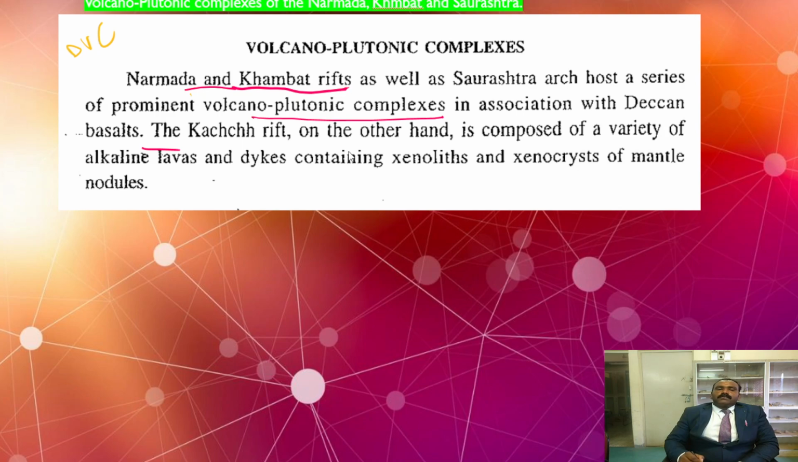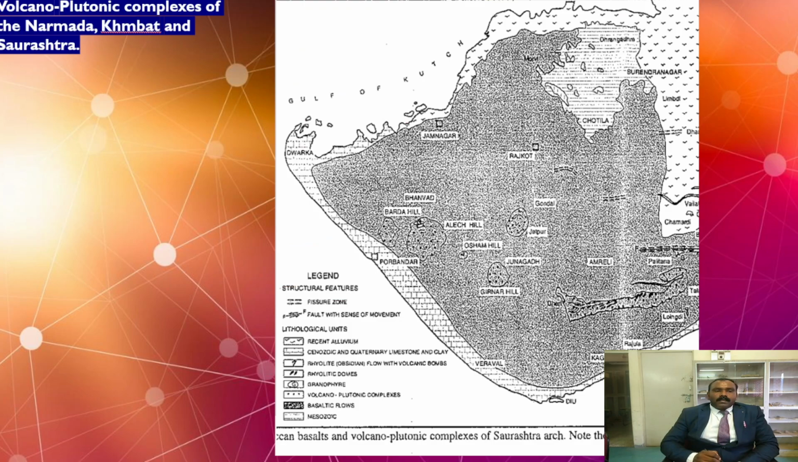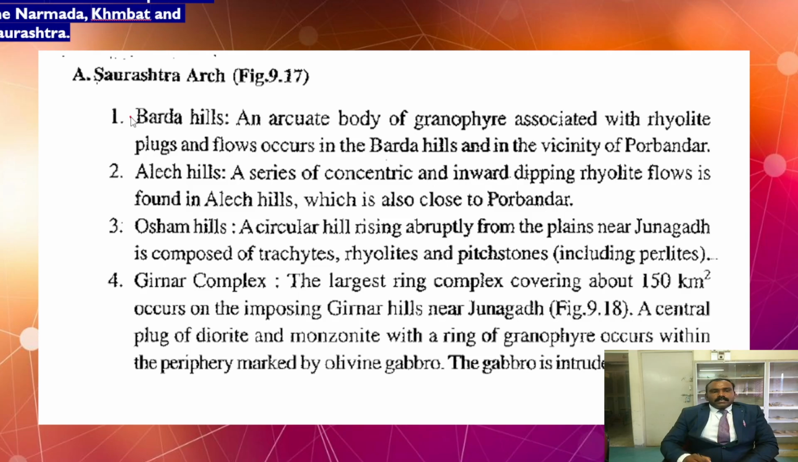The Kutch Rifts, on the other hand, are composed of a variety of alkaline lavas and dikes, containing xenoliths and xenocrysts, and mantle nodules have also been collected from various parts of Saurashtra and other parts of Maharashtra. Coming to the volcano plutonic complex of the Narmada, here we may have different kinds of volcanogenic provinces. That is, in Barda Hills, an arcuate body of granophyres associated with rhyolite and other formations. Girnar complexes, Osham Hills, Alech Hills and the Barda Hills are the prominent locations where we may have different kinds of formations.